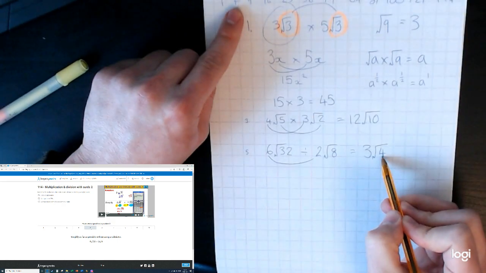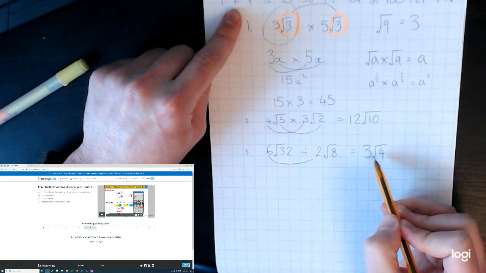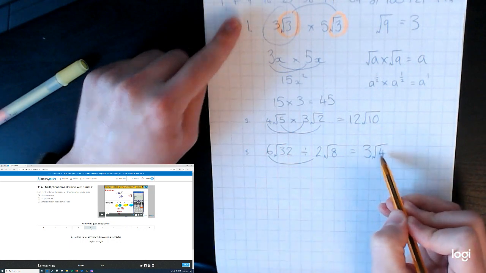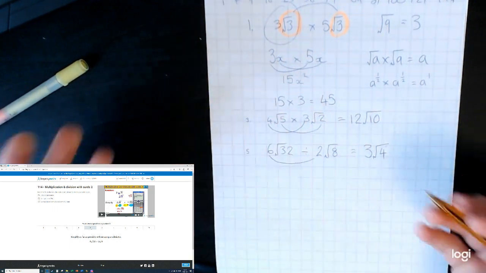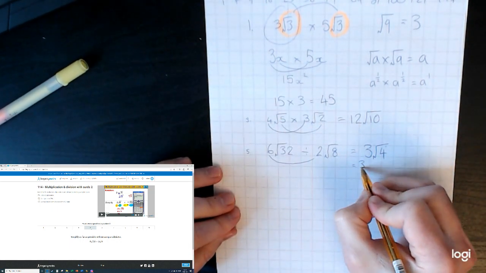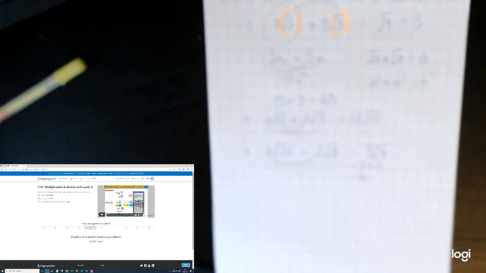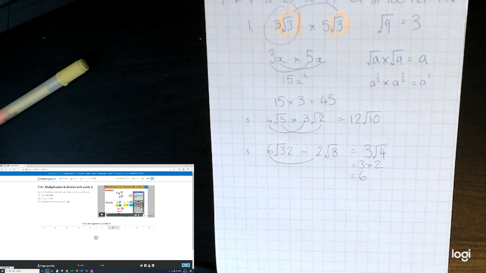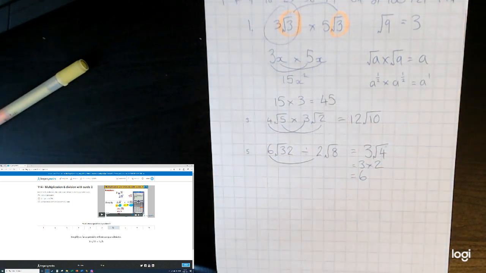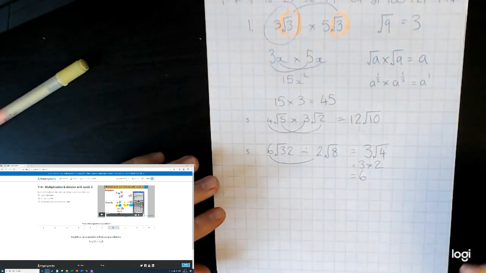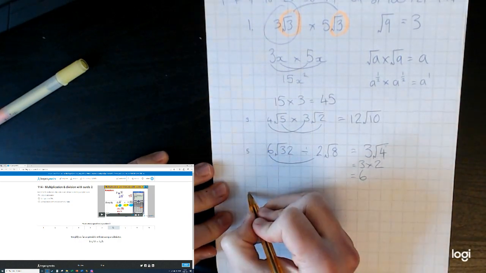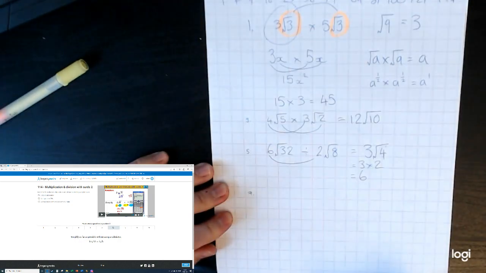Spot your square numbers. Get used to spotting your square numbers. Is there a way of simplifying that? Well, yeah, root 4 is 2. So that's the same as 3 times 2, which is obviously 6. Getting a bit more difficult then. Let's see what we can move up to. One that doesn't necessarily simplify as much as we would like.